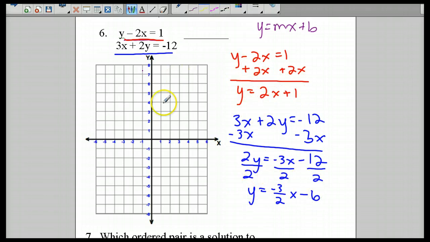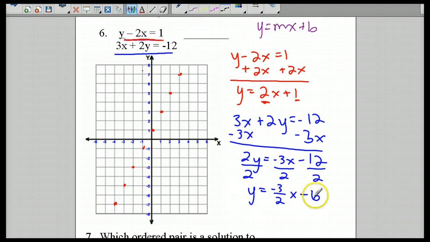Let's graph our red one first. We go up to positive 1 and we put our y-intercept. We get that from right here. Now our slope is 2 over 1, so we go up 2 over 1, up 2 over 1, up 2 over 1. We've run out of room, so now we go down 2 over 1, down 2 over 1, down 2 over 1, down 2 over 1.